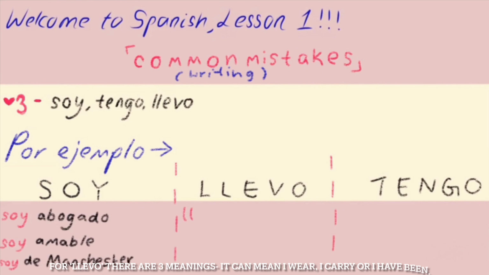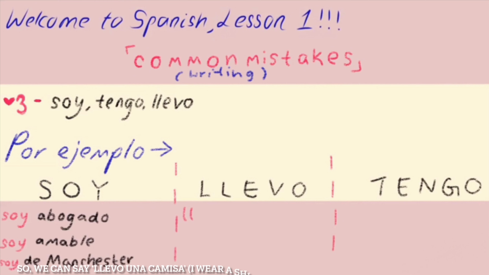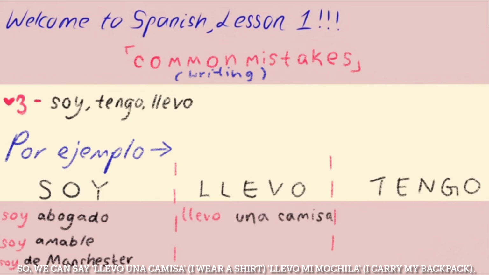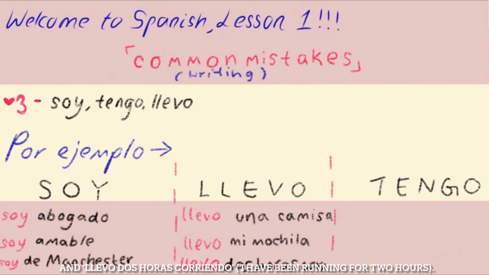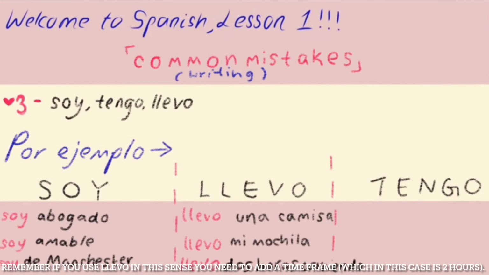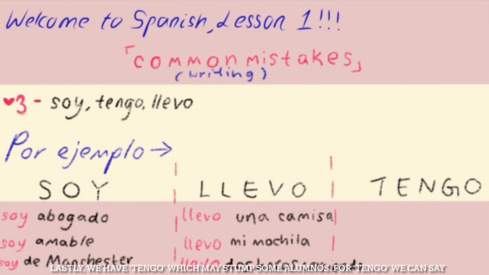For llevo, there are three meanings. It can mean I wear, I carry, or I have been. So we can say llevo una camisa, I wear a shirt, llevo mi mochila, I carry my backpack, and llevo 2 horas corriendo, I have been running for 2 hours. Remember, if you use llevo in this sense, you have to add a time frame, which in this case is 2 hours.